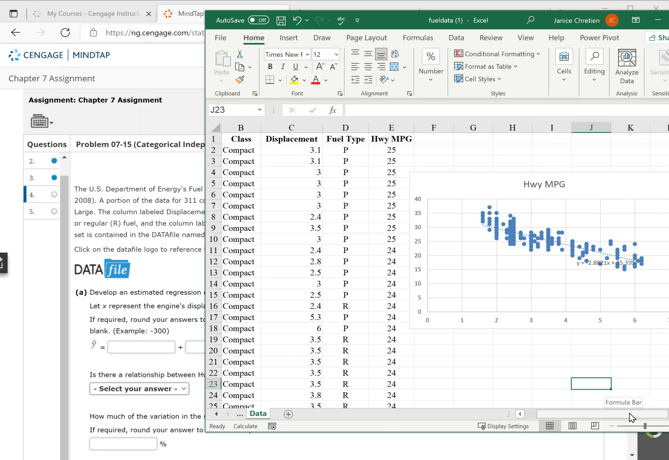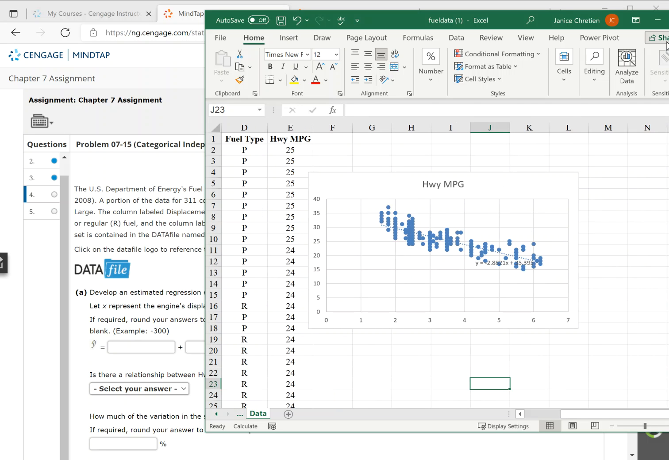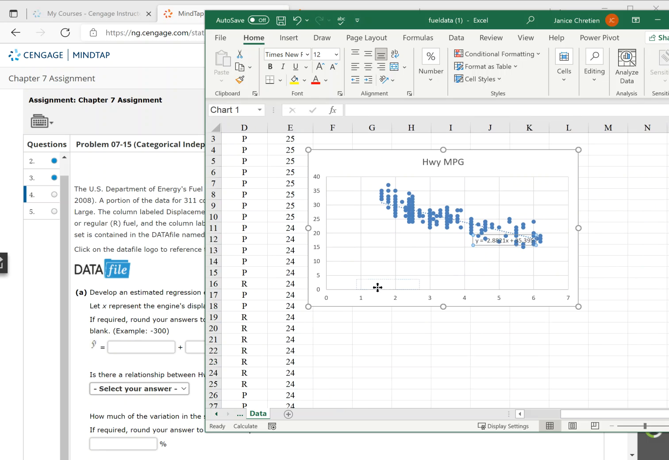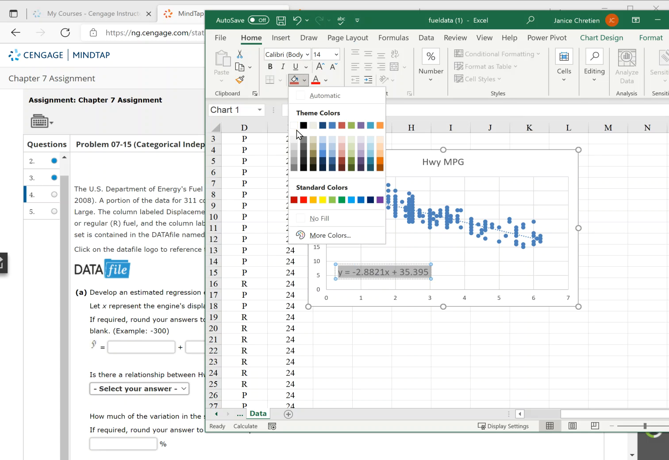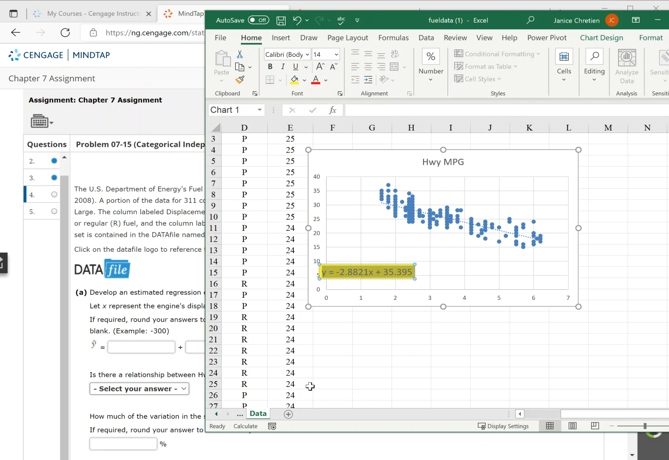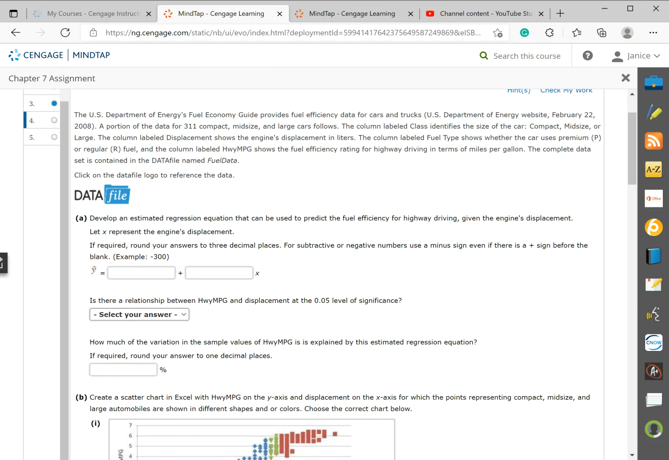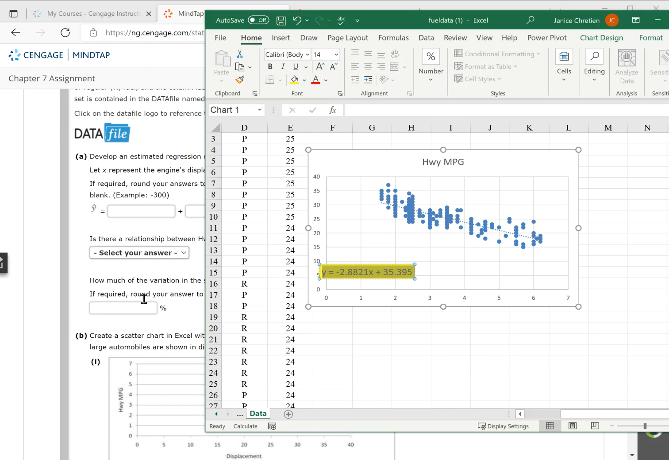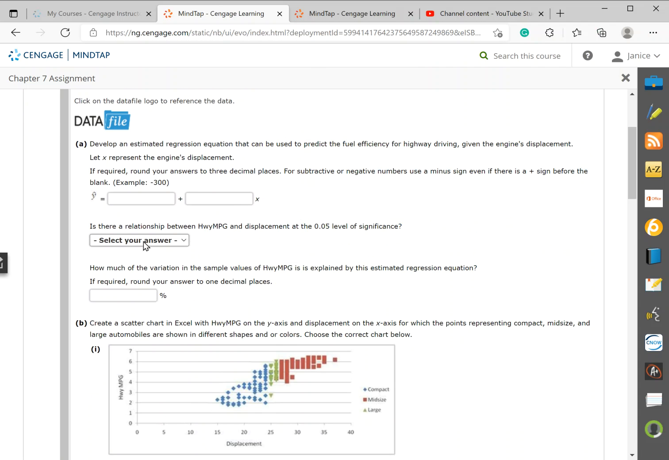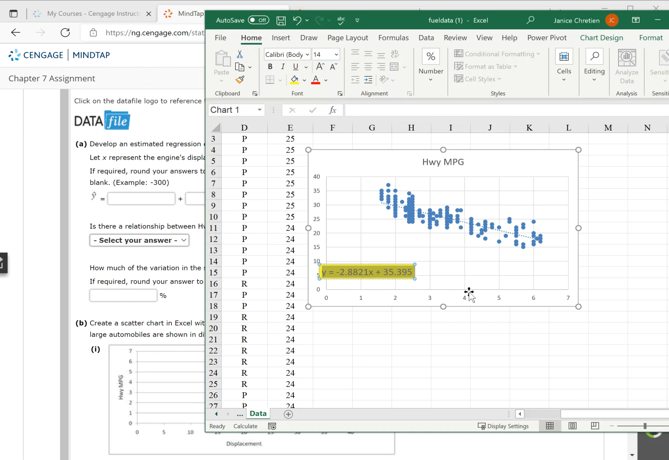And I can see, it looks so bizarre. I wonder why it looks like that. Okay, so here's my equation. And I'm going to make the font bigger, and I'm going to highlight it. So there's my equation that I'm going to put in right here. And it wants 3 decimal places, so I need to note that. Then it asks about the relationship. It wants to know if it's significant.